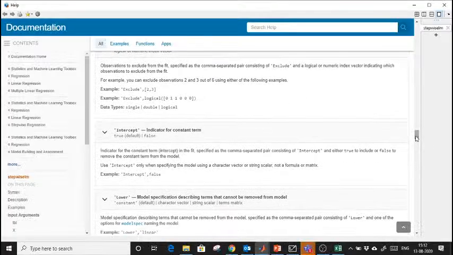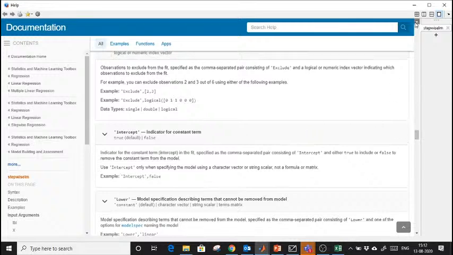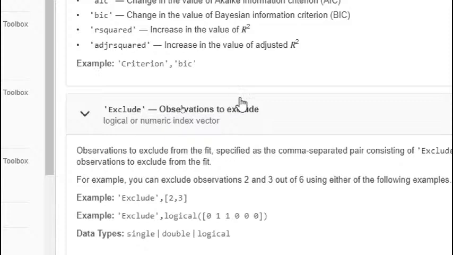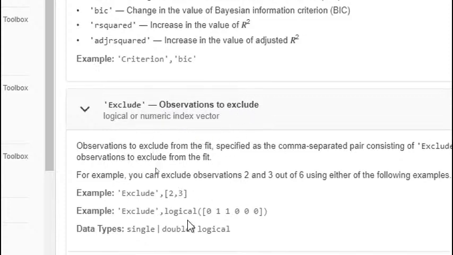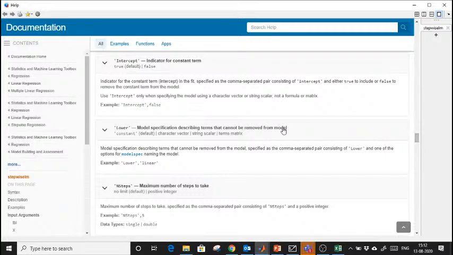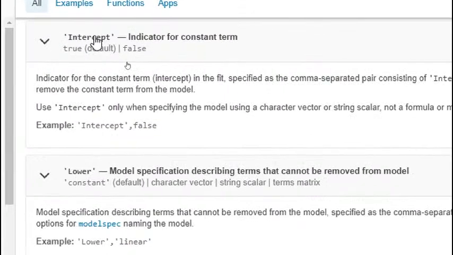Exclude. If you want to exclude any predictor, you can provide this property, exclude and the column name. Like here, exclude second column and third column, I don't want them. So we can exclude those columns. More parameters: intercept. What is intercept? That is the constant. If you don't want the intercept, you don't want the constant, then you can provide the property intercept false.